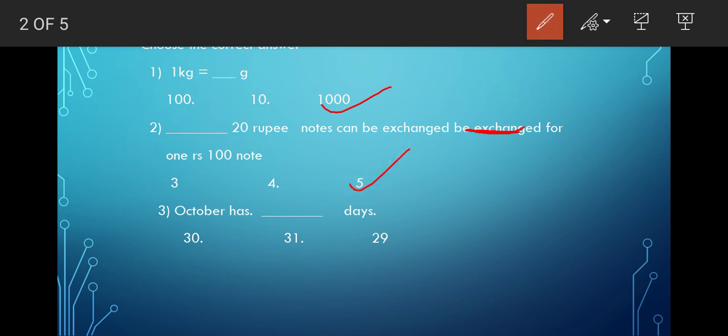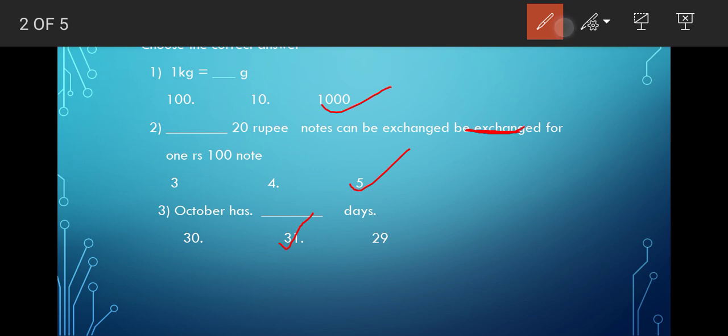Okay, children. In the same way, October has dash days. For this question, if you know, well and good, you can write directly. If you don't know, you count it on your fingers, like I have taught you. First month is January. January is 31 days. Then the second one will be less than 30. So you can count it on the finger. October will be having how many days? 31 days. If you count and see, October is having 31 days. Alright, children?